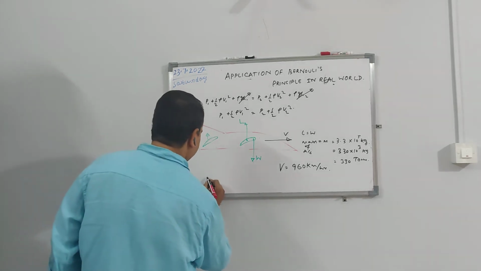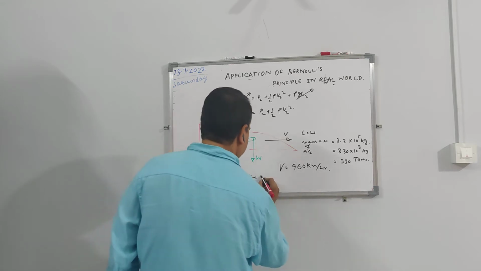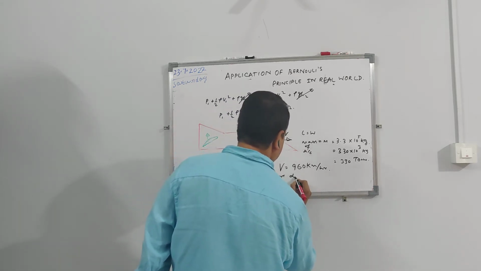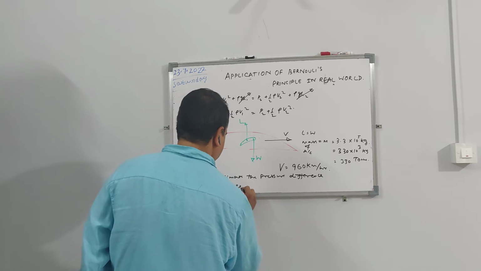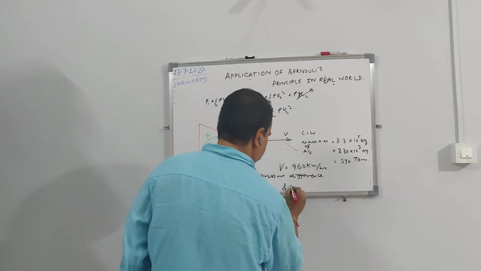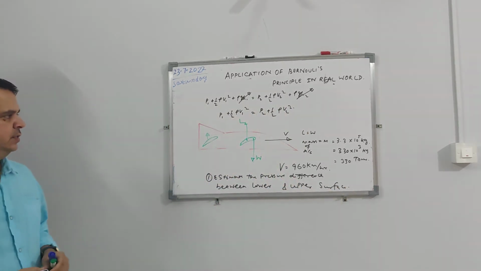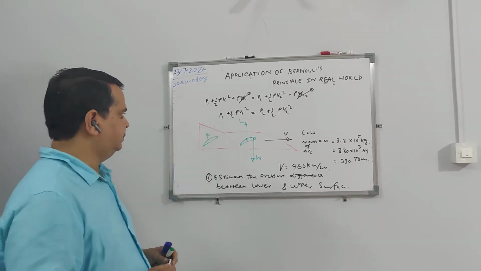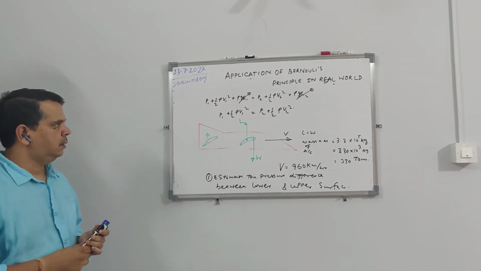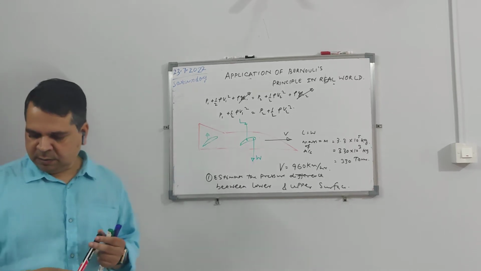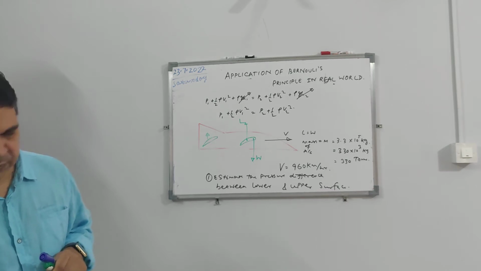The first part of the question is: estimate the pressure difference between the lower and upper surface of the wing. That's the question. So how to do it?